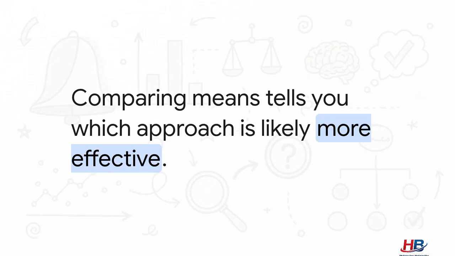So the main takeaway here is simple. When you've got two options on the table and you want to know which one performs better on average, comparing the mean is your go-to tool. It helps you pick the winner.